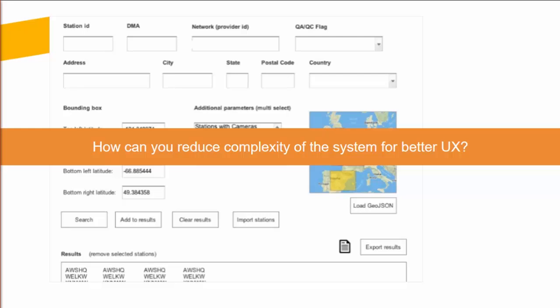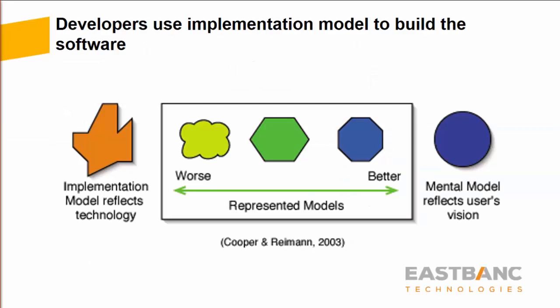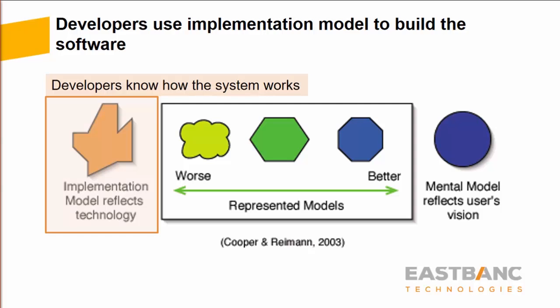And I propose a process Agile teams can incorporate in their Agile development, even though you don't have a dedicated UXer. First, the theory. Developers use an implementation model when they build software. Developers are the true experts of the system, so they understand how the system behaves and works in reality, and design a model called the implementation model that reflects technology.